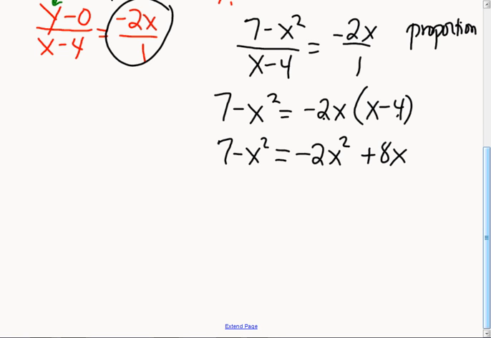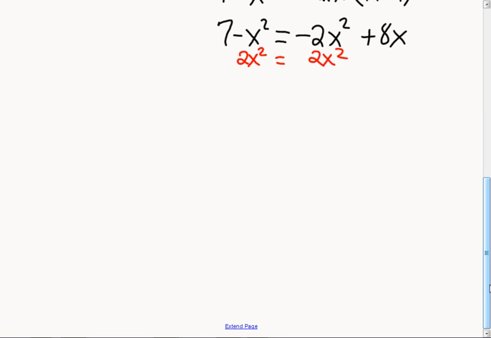Okay, now I like to keep my x squareds positive, so I'm going to move all of these terms over here to the other side. So to get rid of the minus 2x squared, I'll add 2x squared. So I'm going to get 7 plus x squared equals 8x. I want the 8x over there too. So I like my x squareds first.